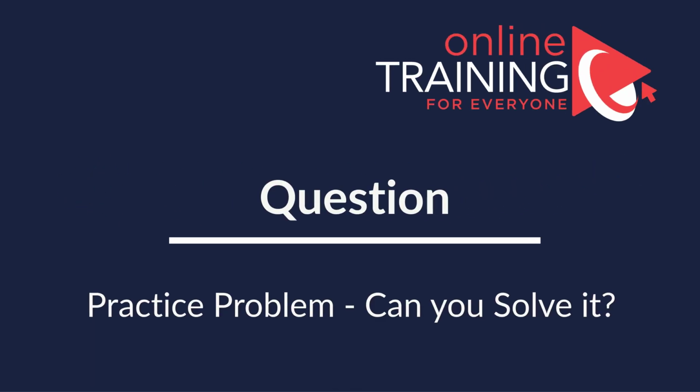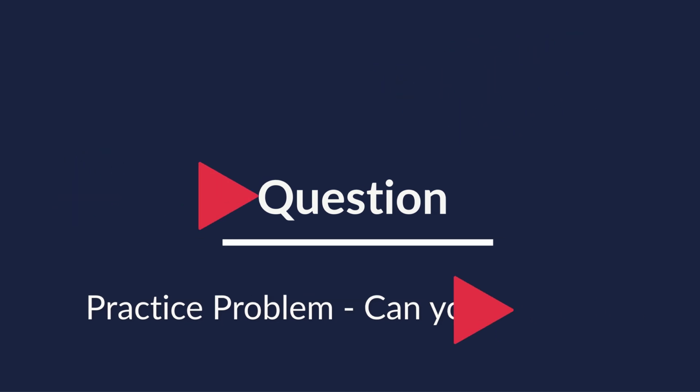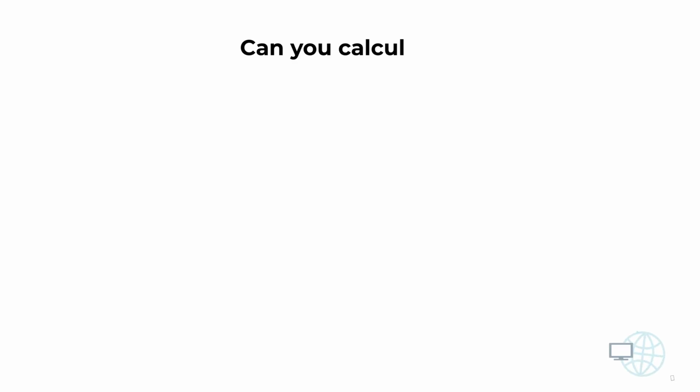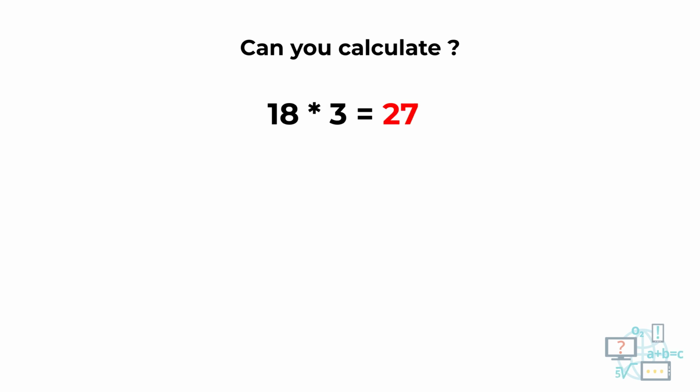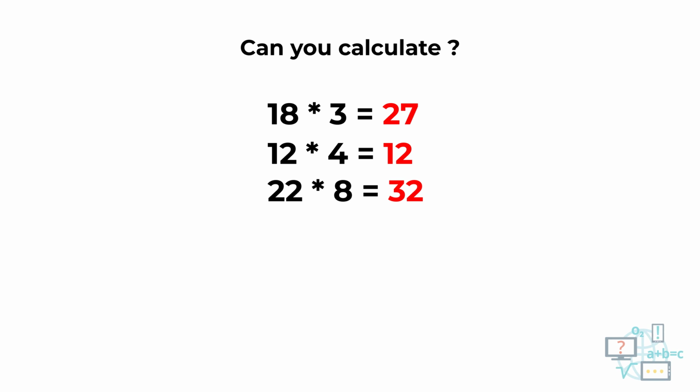And here is the practice question for you. You're presented with 3 full expressions, and you need to calculate the missing number in the 4th expression. Here are the 3 full expressions. 18 by 3 equals 27. 12 by 4 equals 12. 22 by 8 equals 32. And you need to calculate the result of 12 by 9.